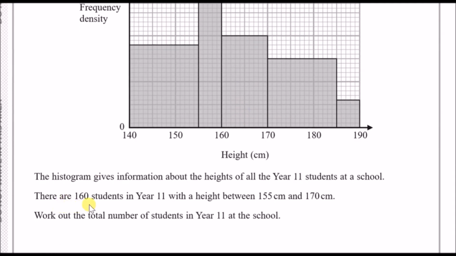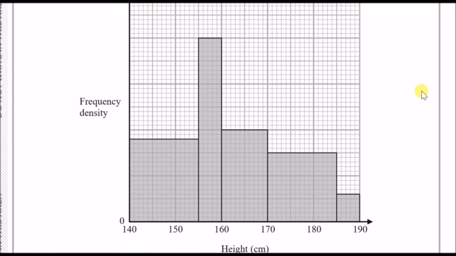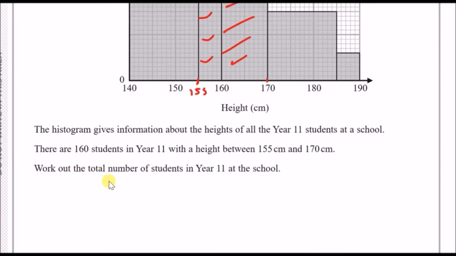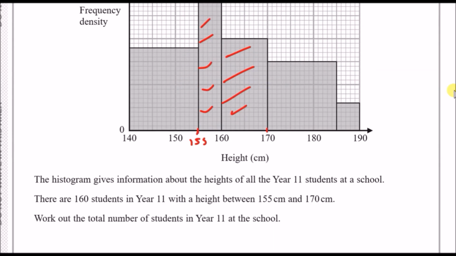Now, there are 160 students in year 11 with a height between 155 and 170. So that tells us that, well, 155 should be this margin here, and 170 is here. So essentially the area of these two blocks, this one and that one, has a total area of 160. Okay. Now work out the total number of students in year 11 at the school.